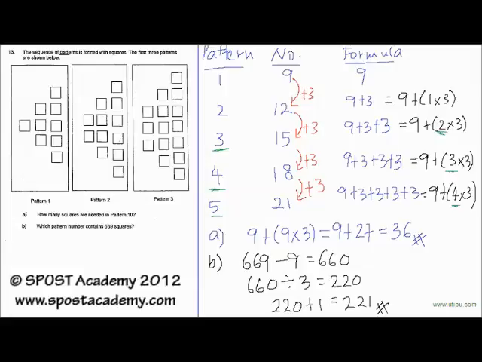Now, that is because if it's 4 times 3, the pattern will be 5. If it's 3 times 3, the pattern will be 4. Therefore, since it's 220 times 3, the pattern should be 220 plus 1.